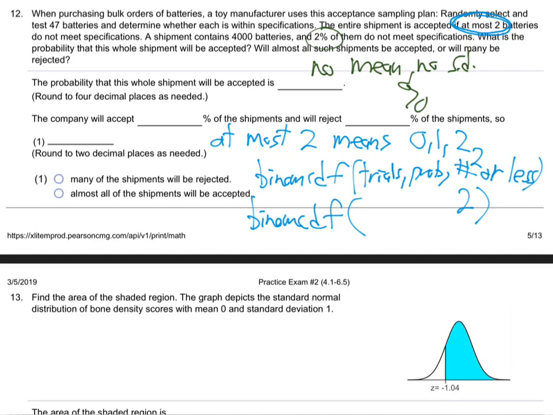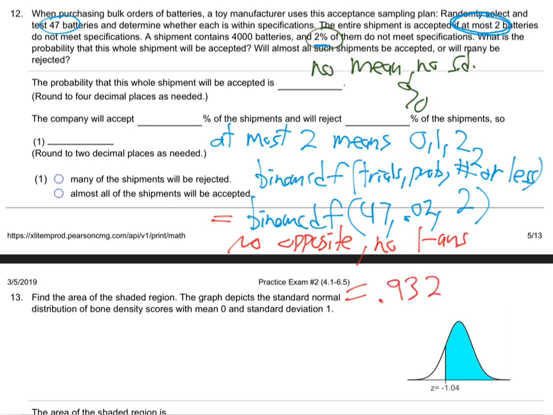So binom CDF. Number of trials? 47. Yeah, looks like it. 47 batteries. What's the probability each time? 0.02. No need for opposite. So I'll write no opposite, no 1 minus answer. So we got an answer there? 0.9323. Yeah. Going to have a couple people get that? Yep. Good deal. There it is.